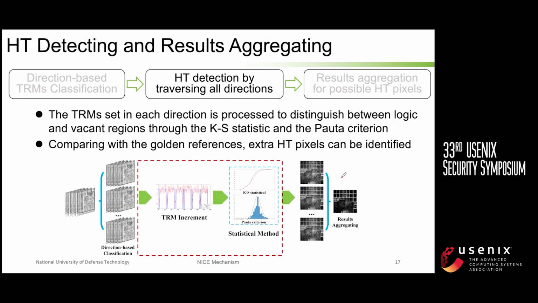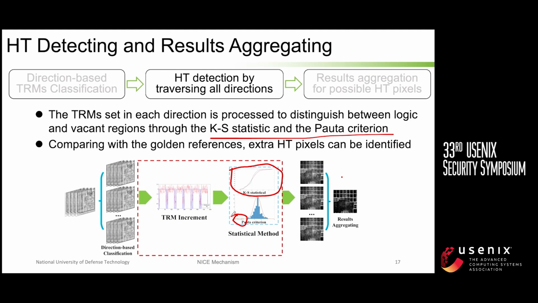So in the HT detection stage, we analyze the TRM sets for each direction to distinguish between logic and vacant regions using the KES statistic and the Putte criterion. Previous research has shown that the TR changes in logic regions follow a normal distribution. So using the KES statistic, we can extract the statistical parameters for these logic regions. Then because of the TR difference, we can distinguish vacant pixels from logic pixels using the Putte criterion.